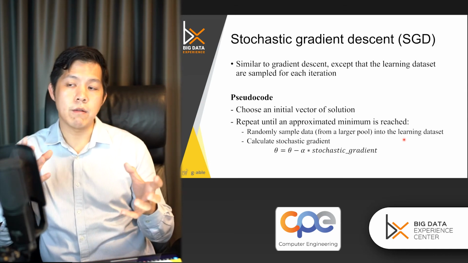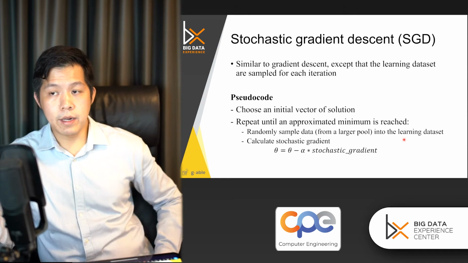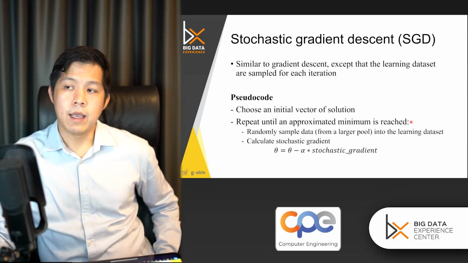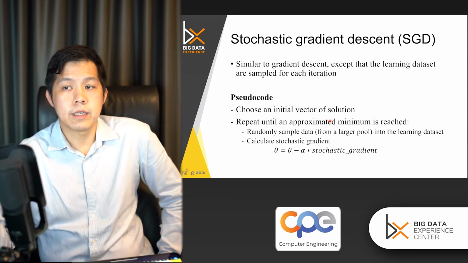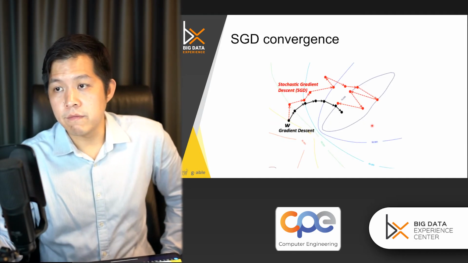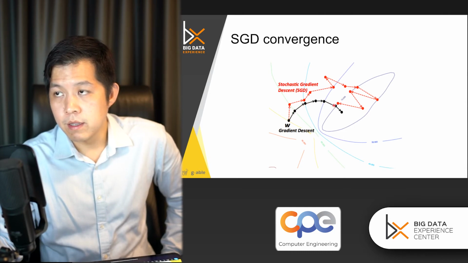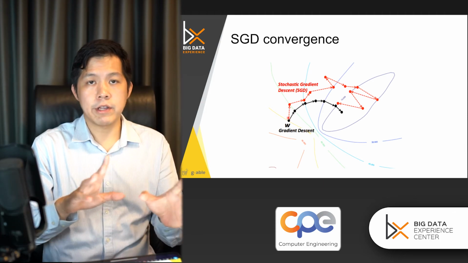Choose, you can randomly select a data set from the larger data pool, and then keep doing that, right? Repeat it a number of times until the minimum point is reached, or until you satisfy certain stopping criteria. Stochastic gradient descent, if you perform it correctly, with the gradient descent, it could go in this direction, right? But with stochastic gradient descent, you kind of balance between exploration and exploitation.